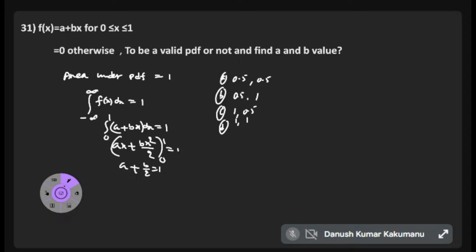Yesterday I asked you to solve some questions also. This is completed by all of you. A is 0.5, B is 1 is the value. Let us move to our next question. It's a simple question only.